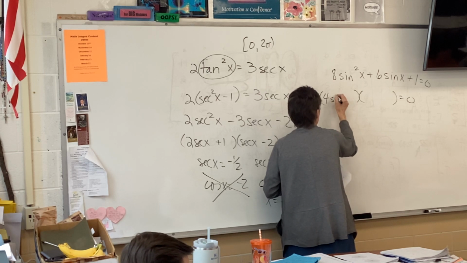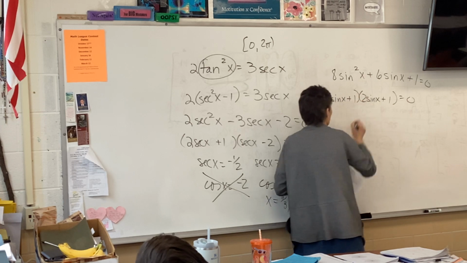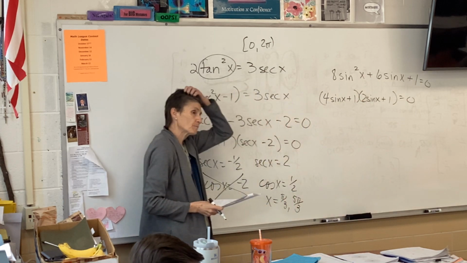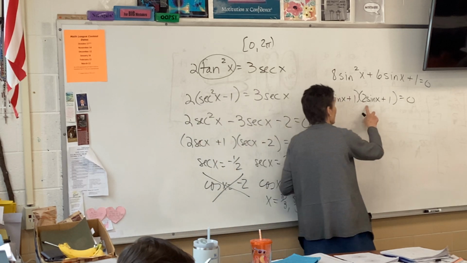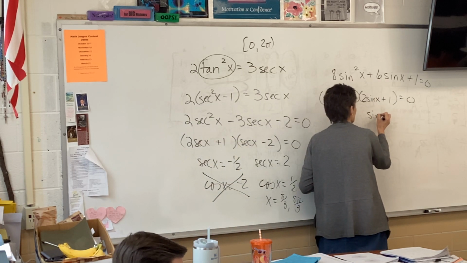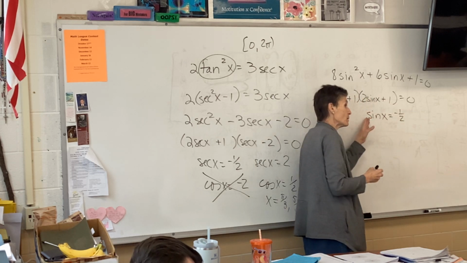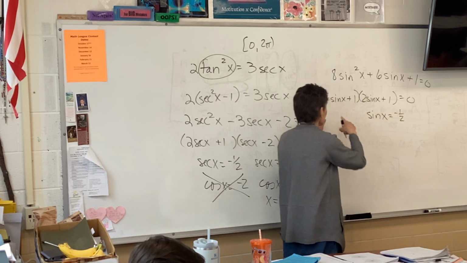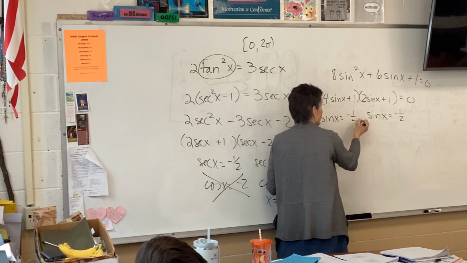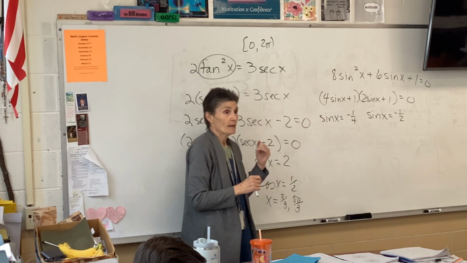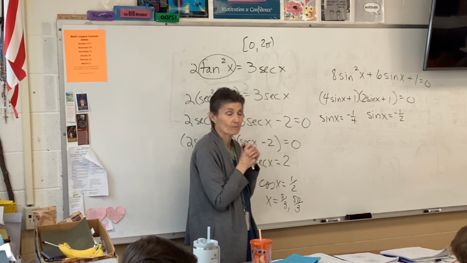It's going to be 4 sine and 2 sine. How's that factoring look? Does that seem okay? Now, here's why you need a calculator. You don't need a calculator for this one. This one's going to say sine equals negative 1/2. That we can do without a calculator. But what does this one say? Sine equals negative 1/4. And that is not one of my special numbers. So I'm going to need a calculator for that one.